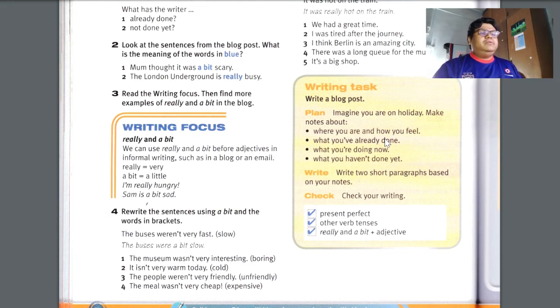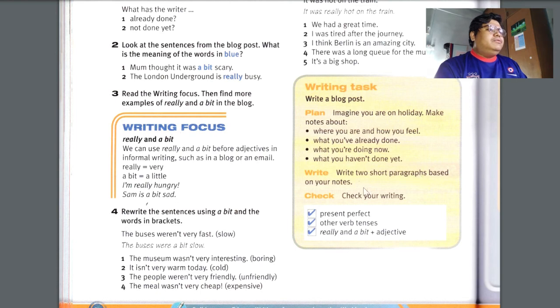Where are you? Okay, tulis awak dekat mana and how you feel. What you have already done. Apa aktiviti yang awak dah buat waktu berada di sana. What you are doing now. So right now, apa yang awak buat? Okay, awak tengah buat apa? Macam karangan tadi, dia kata dia dah pergi, she went to Buckingham Palace, she went to London Eye. Now they are shopping. Sekarang dia tengah shopping. So awak pula macam mana? What you haven't done yet. Apa aktiviti yang awak akan buat during the holiday but you haven't done yet, tapi belum buat lagi.